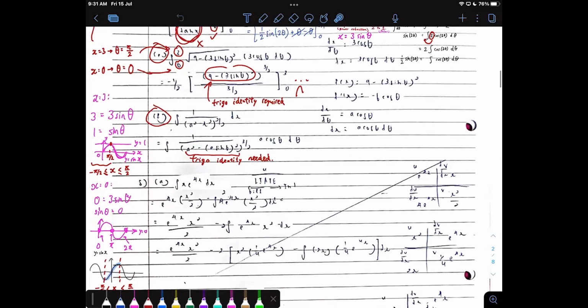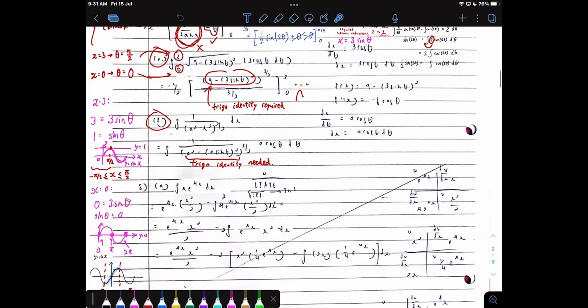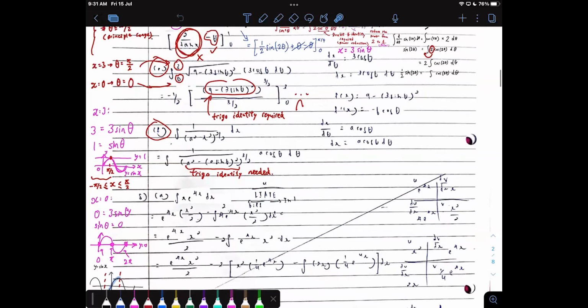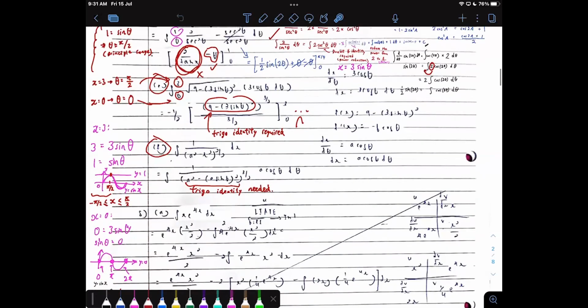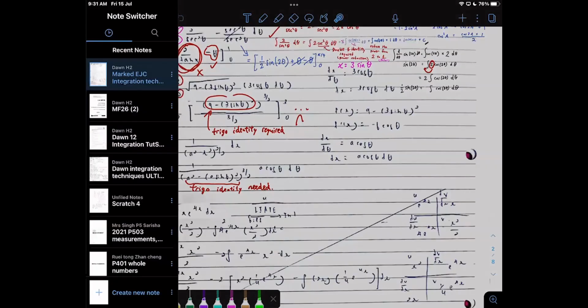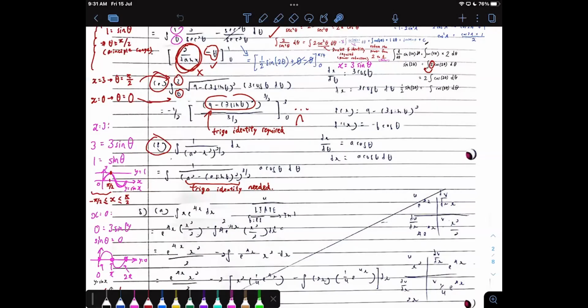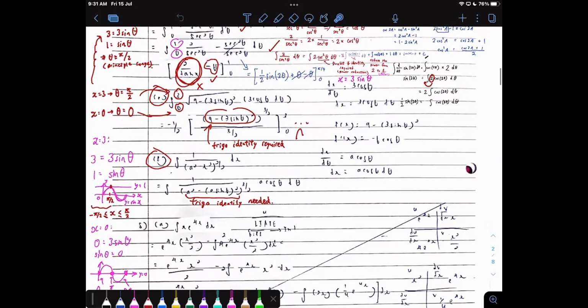Then you get a square times 1 minus sine square, which is a square times a square times a square times 1 minus sine square. Yes. Okay, I think you cannot visualize. I'll just go straight into the solution already. You need to get used to it.